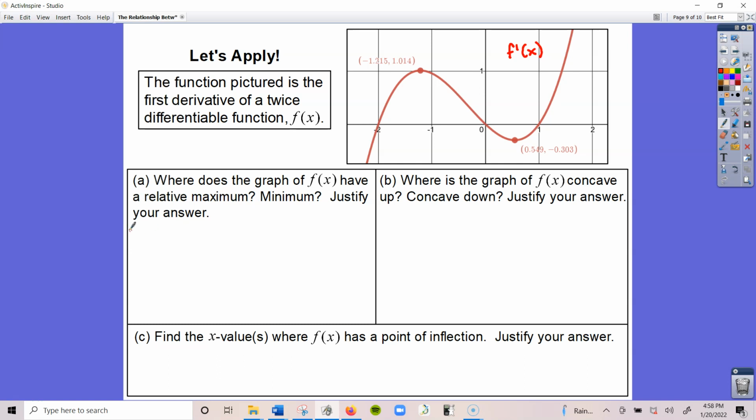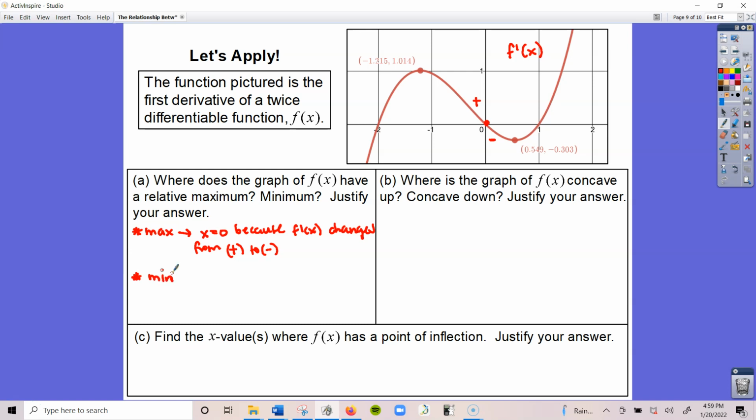So a maximum occurs when the first derivative changes from positive to negative. So that means that we're looking for where it crosses the x-axis from above the x-axis to below the x-axis, which is right here. See, it goes from positive to negative. So that is at x is equal to 0, and we would say because f prime of x changes from positive to negative.